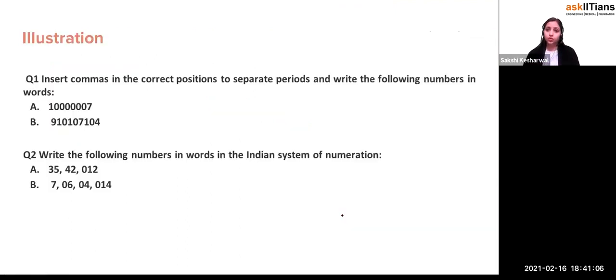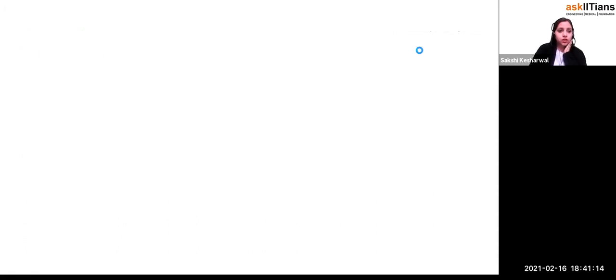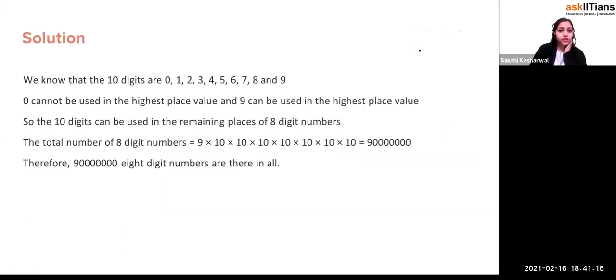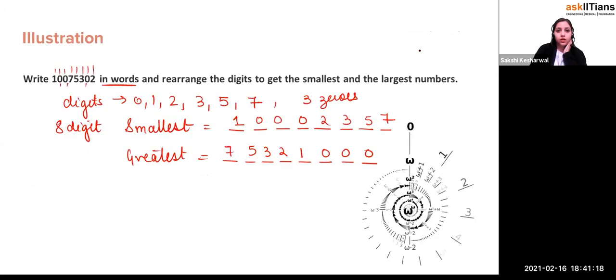Now there will be so many questions regarding it. So what is this? Insert the comma in the correct position to separate and write the following in words. There was one question, right? Which I think I left. Write this in the word form. Now let's do this in the word form. So what will be the word form? Now let's break the number. It's written 10,075,302. Right, so I'll write this in Indian form. So this is the comma, this, and then this, and then this, right?